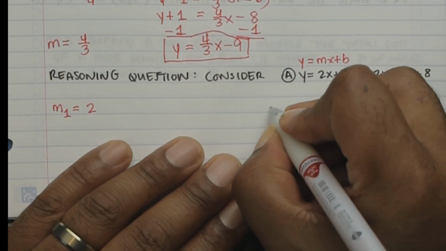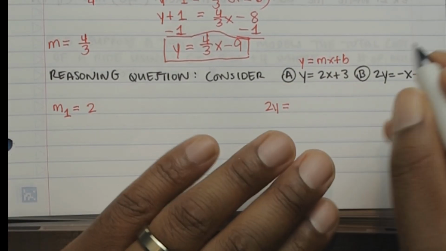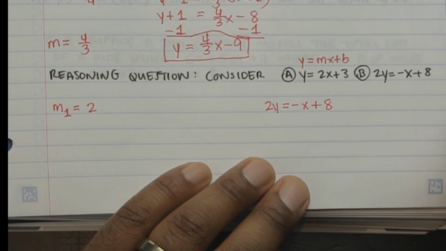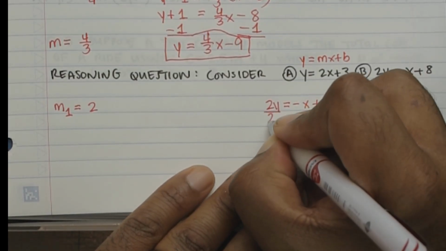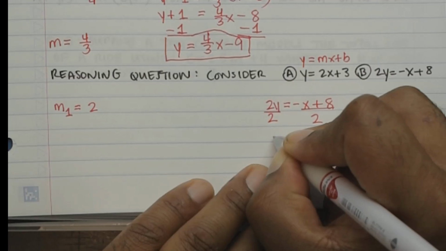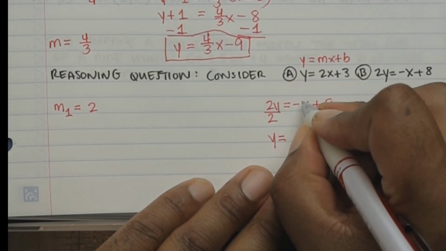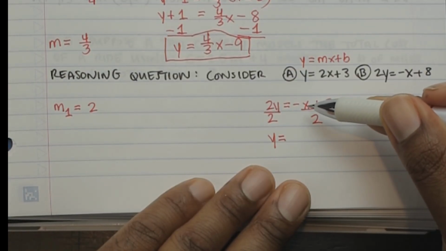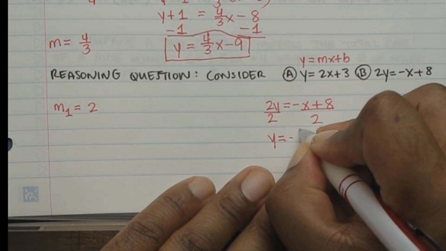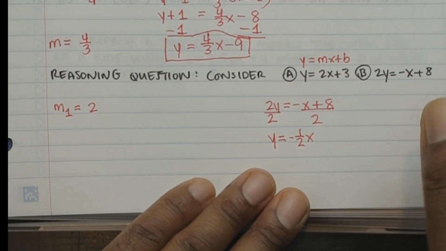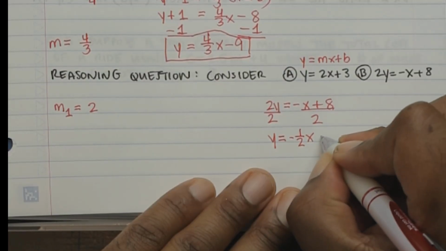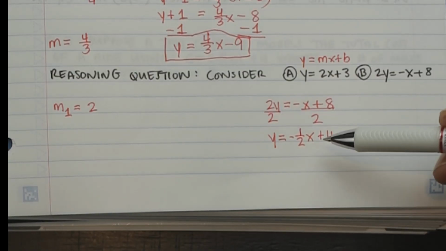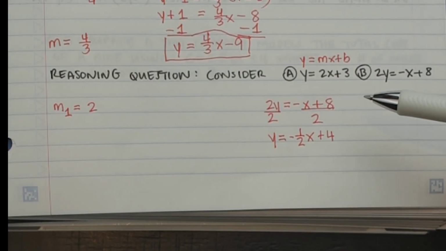How do we rewrite it? We have 2y equals negative x plus 8. So the first thing you want to do is divide both sides by 2. When dividing both sides by 2, remember, even though there's no number present, negative x is also the same as negative 1x. So I'm going to write this as negative 1/2 x. And then 8 divided by 2 is going to give me a positive 4. So y equals negative 1/2 x plus 4.